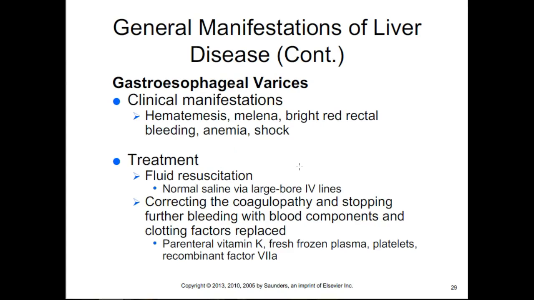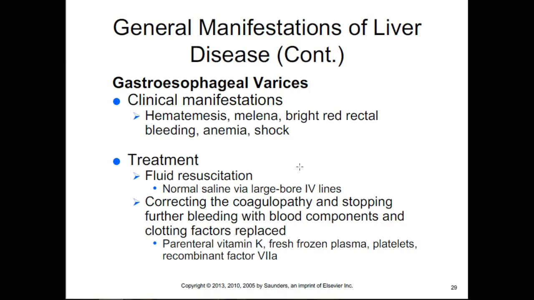So some of the manifestations are hematemesis, which means you're throwing up blood. Melena, which means it's in the stool, like very brownish, tarry stools. Bright colored rectal bleeding, that's more hemorrhoidal. Anemia and shock.